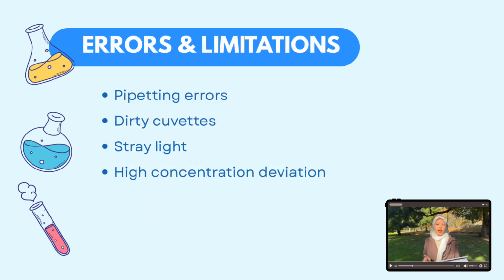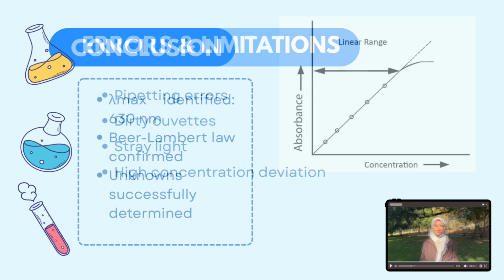So, there are several possible sources of error in this experiment. These include pipetting inaccuracies during dilution preparation, contamination or fingerprints on the cuvette surface, and stray light entering the instrument. Another limitation occurs when concentrations become too high. At high concentration, the Beer-Lambert law may no longer be followed, causing the calibration curve to become nonlinear.